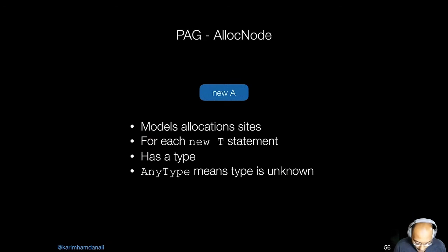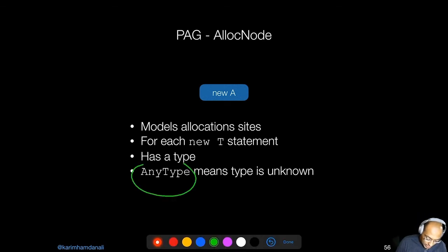So again, alloc nodes are going to be modeling allocation sites in the program, and basically, for every single new statement in your program, you're going to have an alloc node. It definitely has a type, because you can see it right there in the instruction. In the SUT analysis framework, any type basically means that the type is unknown. You don't know what that type is.